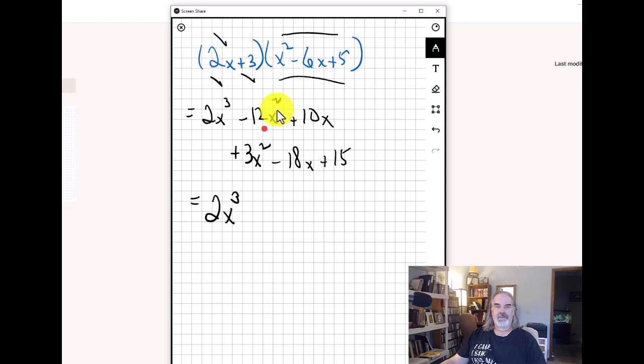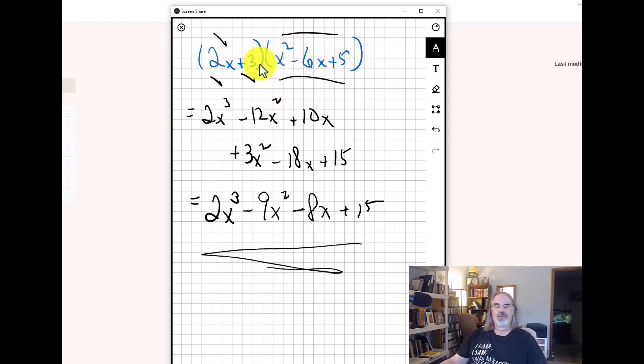So this negative 12x squared will add to this 3x squared, negative 12 of them plus 3 of them. That's going to bring it up to negative 9 of them. Here's your positive 10x minus 18x, so we're down to negative 8x altogether, and that lonely 15, just like the other constants, there's nothing they do but hang out. And so there you go. That's the result of that blue product up at the top.